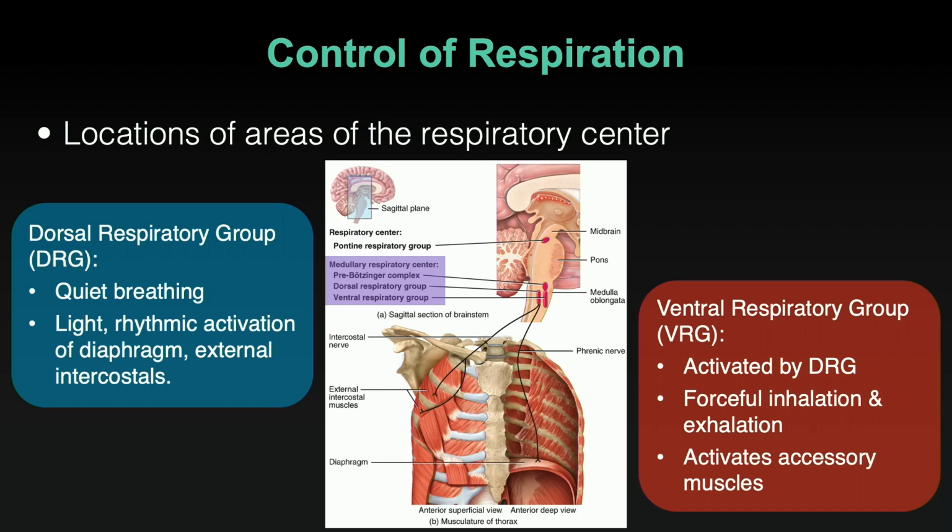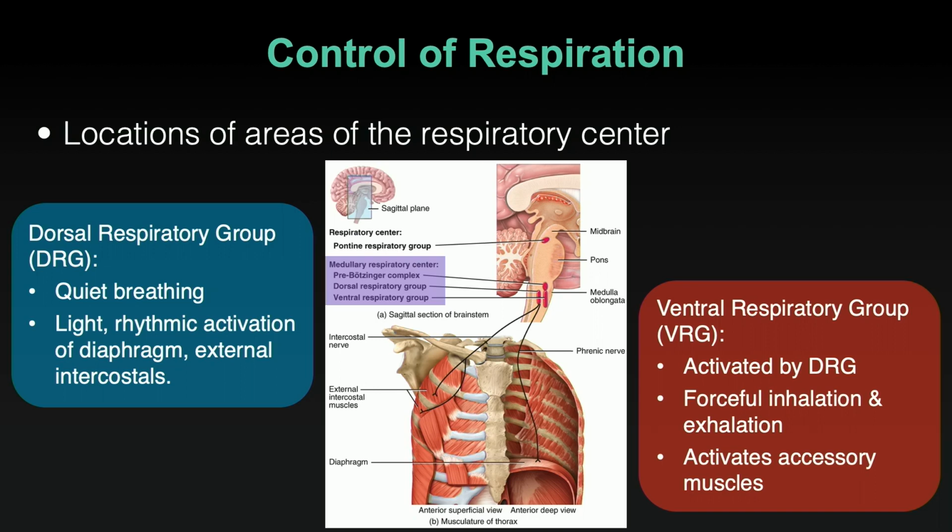So forceful inhalation by activating neck muscles, pec minor, the normal muscles of breathing more, and forced exhalation by contraction of things like the abdominal muscle group, squeezing and pushing air out, the internal and innermost intercostals, contracting and decreasing the volume of the thorax. So forced inhalation and exhalation controlled by the ventral respiratory group.